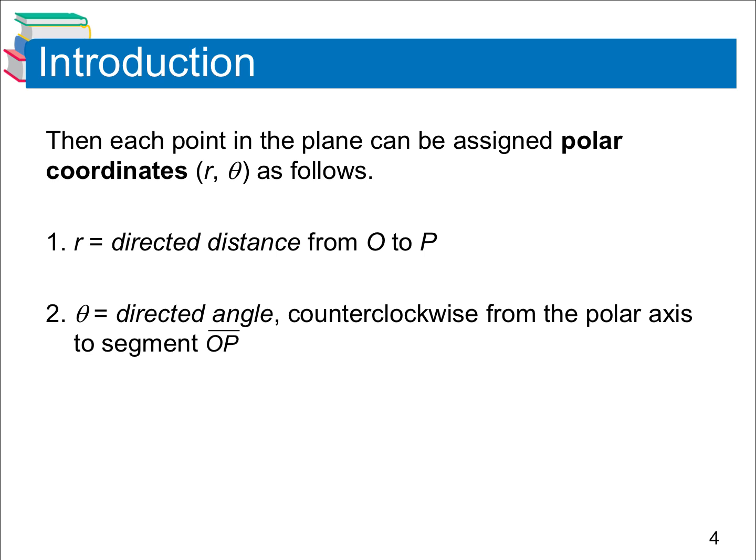So the next page just talks about the same thing. Each point in the plane can be assigned polar coordinates r, comma, theta, where r is the directed distance from O, which O we said is the origin, to P, which is the point that we're talking about. And theta is the directed angle, which is counterclockwise from the polar axis to segment OP. So we go counterclockwise when we go in the positive direction, but then we would go clockwise in the negative direction.